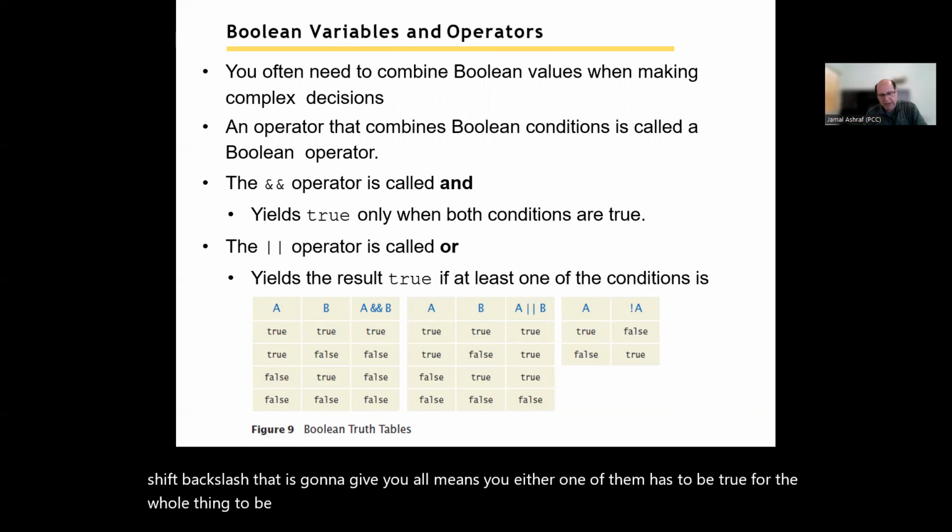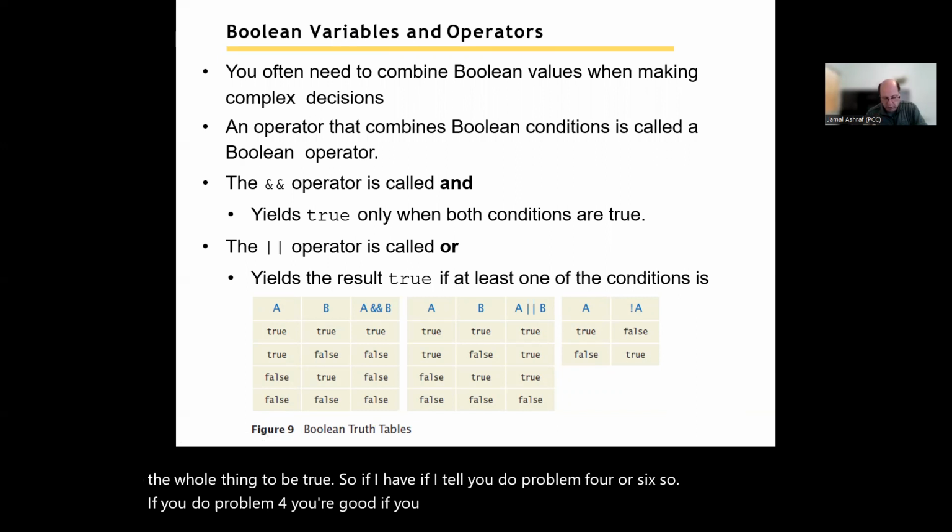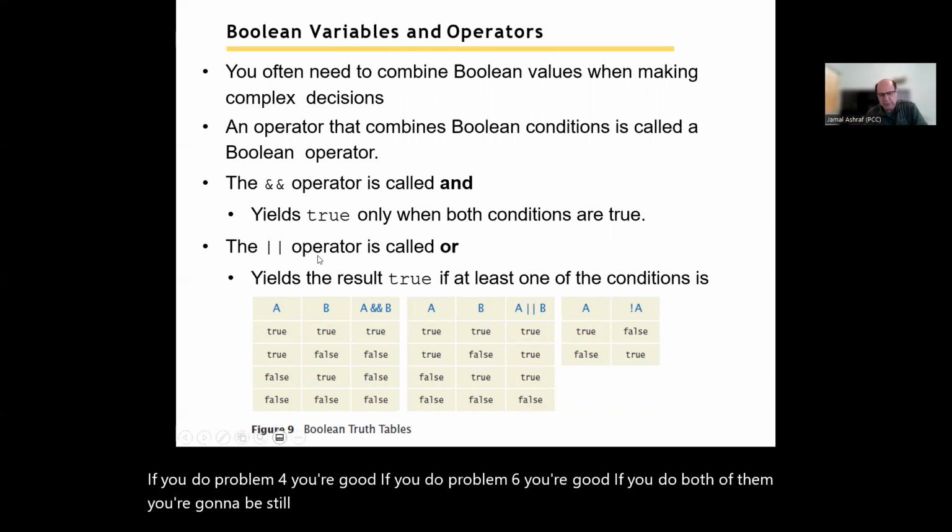If I tell you to do problem 4 or 6, if you do problem 4, you're good. If you do problem 6, you're good. If you do both of them, you're still good. So that's the difference between or and and. Let's go over them a little bit.